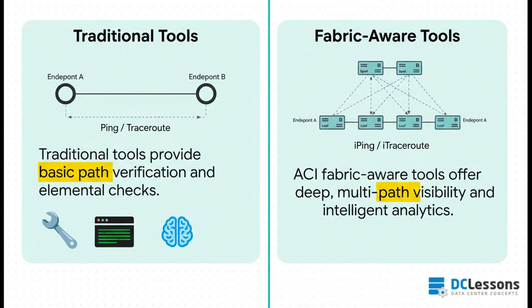Now, this is what's so cool. You can see these two worlds living side by side. Over on the left, you've got your basics, right? Ping, traceroute, even hopping on the CLI for show commands. But look at the right. This is the evolution. Tools like iPing and iTraceroute, for instance, have a huge advantage. They can test connectivity along all the equal-cost paths in the fabric at once. Your standard traceroute, no way it can do that.